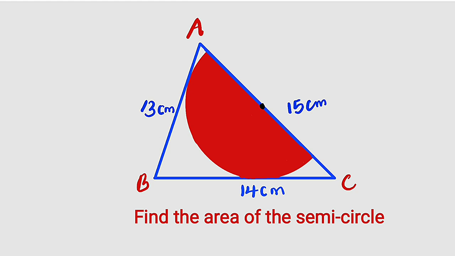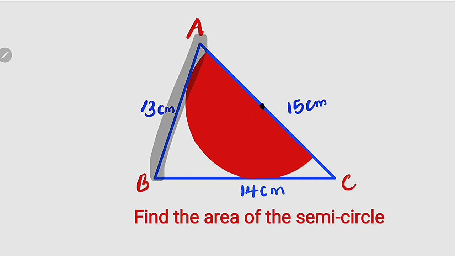How can we find the area of the semicircle? Definitely we need the radius. And how can we find the radius? Another way. Alright, you should know that a line that touches a circle at exactly one point is called a tangent. So we have two tangent lines here, 1 and 2.